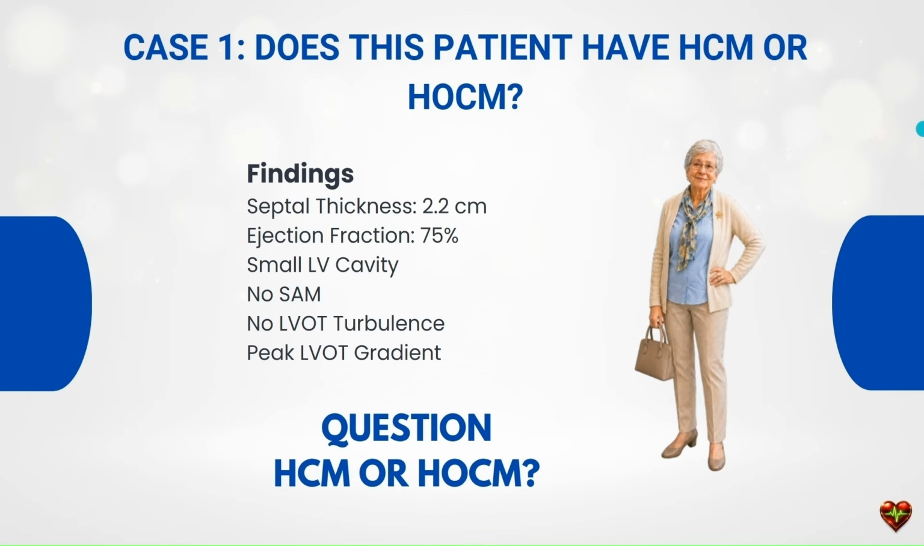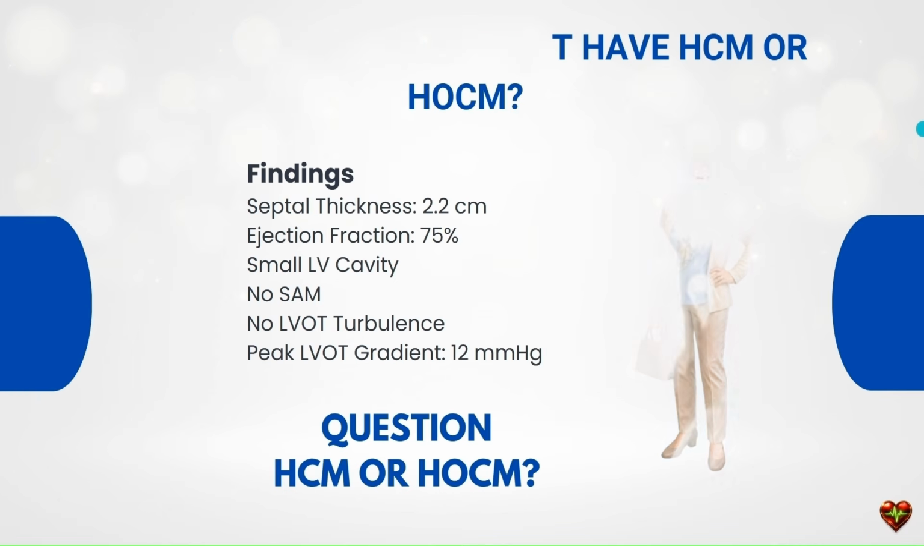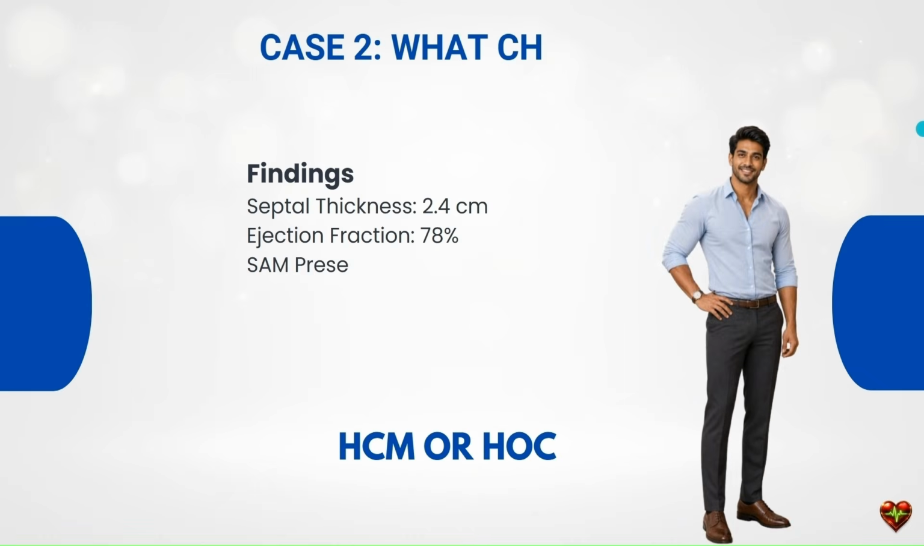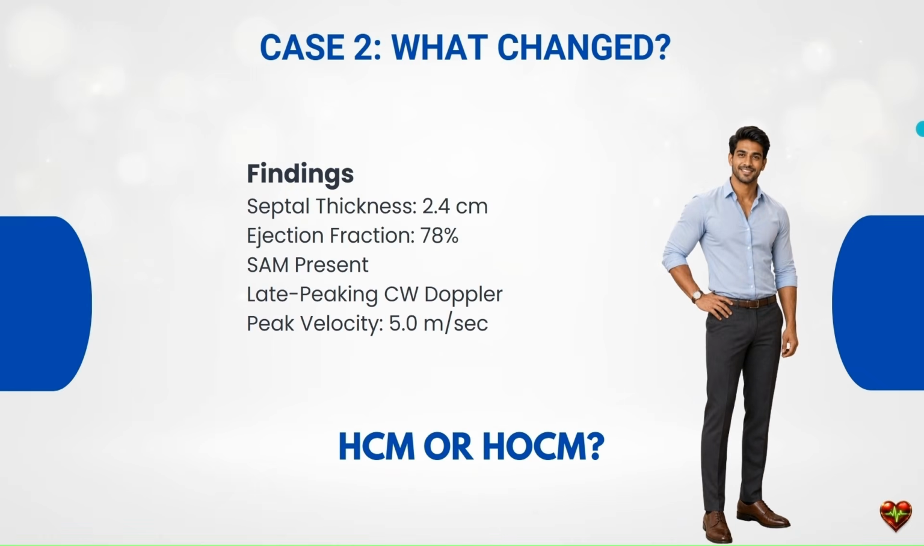Now, let's change just a few findings. Notice how similar this patient looks at first glance. The septum is thick, the ventricle is still hyperdynamic, but now something has changed. SAM is present. The Doppler tracing has become dagger-shaped. The peak velocity is 5 millimeters per second. Using the simplified Bernoulli's equation, that corresponds to a peak gradient of approximately 100 millimeters of mercury. This patient hasn't simply developed more hypertrophy, this patient has developed obstruction.